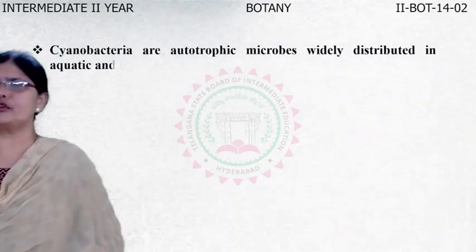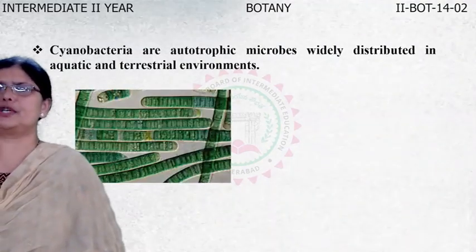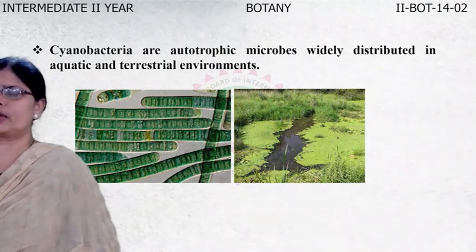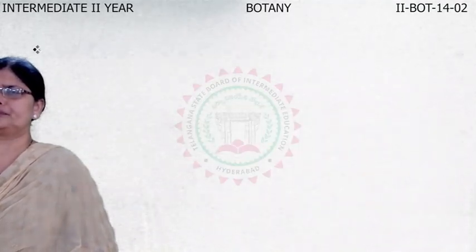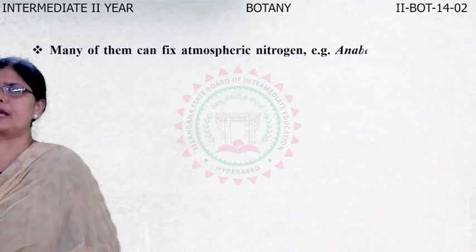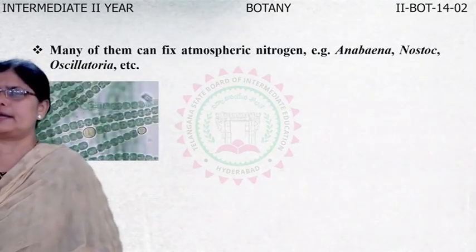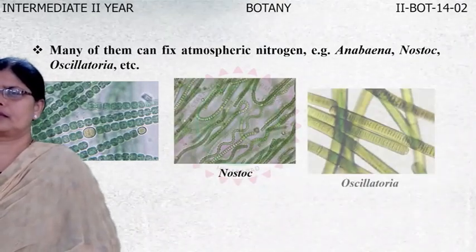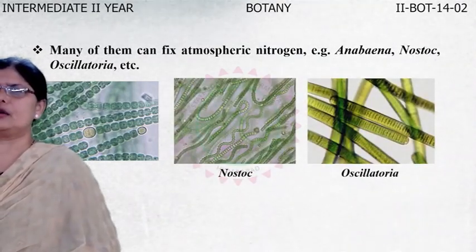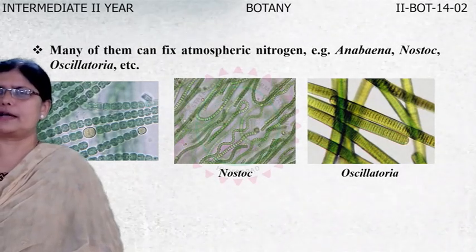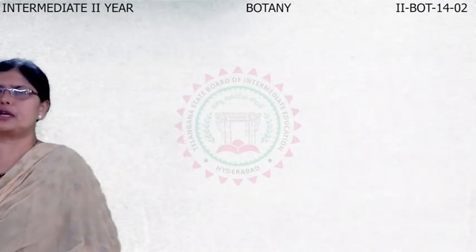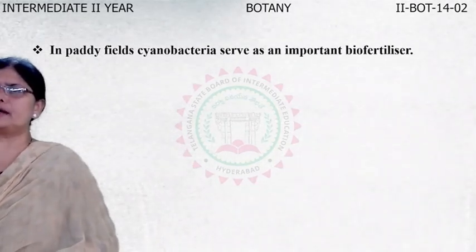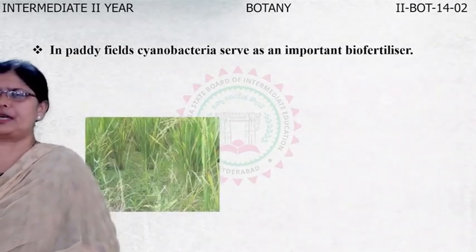Cyanobacteria are autotrophic microbes widely distributed in aquatic and terrestrial environments. You can see the picture of cyanobacteria. Many of them can fix atmospheric nitrogen like Anabaena, Nostoc, Oscillatoria. Pictures of Anabaena, Nostoc and Oscillatoria are shown in the slide. They help in fixing the atmospheric nitrogen into nitrates and nitrites. In paddy fields, cyanobacteria will serve as an important biofertilizer.